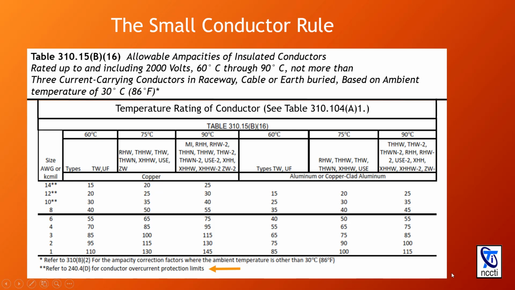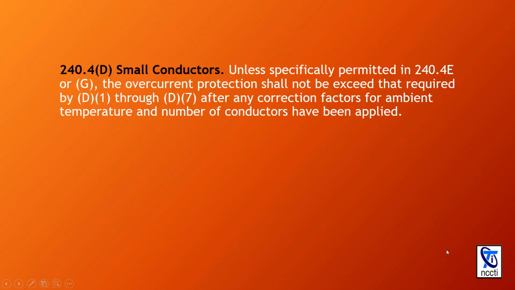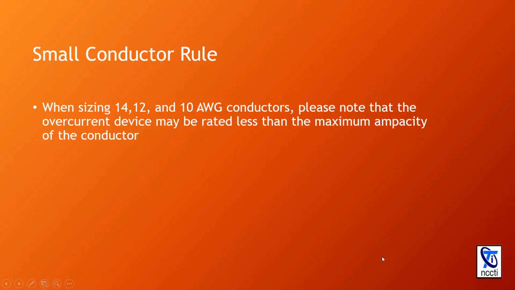Looking at the bottom of table 16, you'll see a double asterisk that says refer to 240.4D. This is sometimes referred to as the small conductor rule. So let's find 240.4D in your code book. What this double asterisk is saying is when you're sizing 14, 12, and 10 AWG conductors, please note that the overcurrent device may be rated less than the maximum ampacity of the conductor.